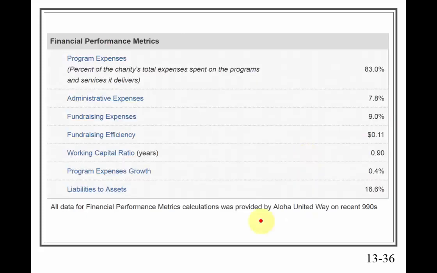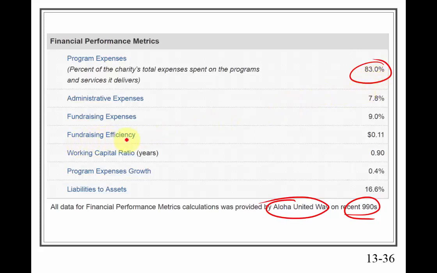Here's an example of our local Oahu United Way results for, I can't remember what year this is, probably a very current year. And these ratios were determined by amounts reported on that form 990. So looking at the program expense ratio, this is pretty good, right? Remember our textbook said 65% is okay. Here, 83% of all the costs being expended by Aloha United Way goes directly to programs.